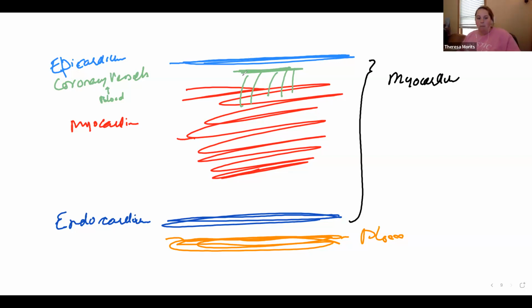So it is mainly through these coronary blood vessels that the myocardium will get its blood supply. And what's going to be in that blood supply? Well, all the goodies that the myocardium may be asking for, primarily oxygen.